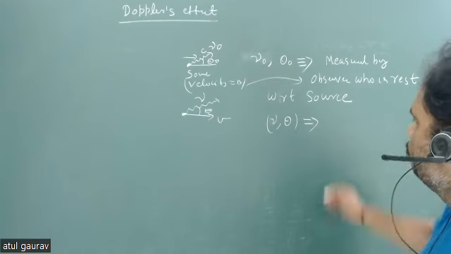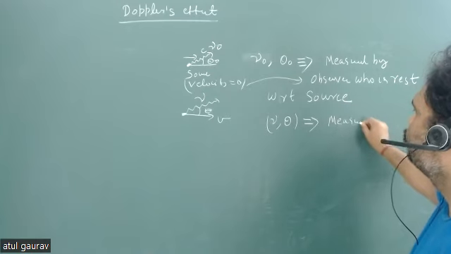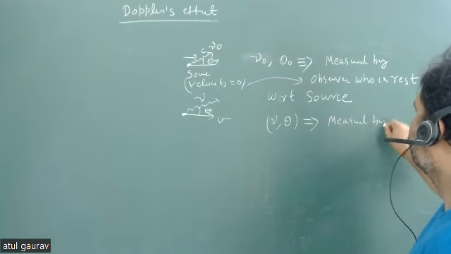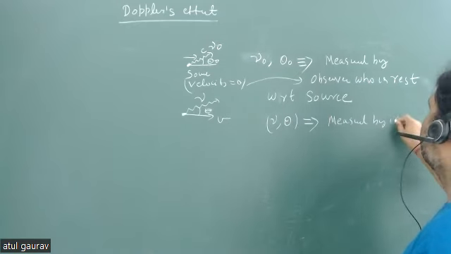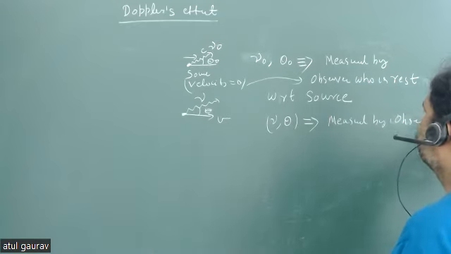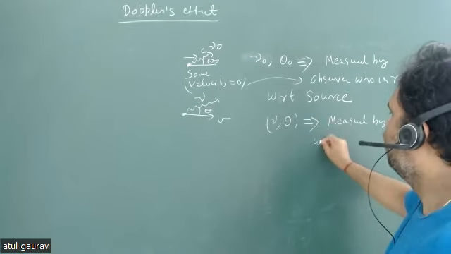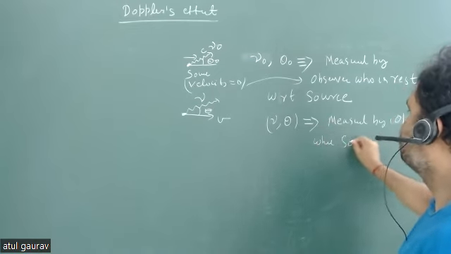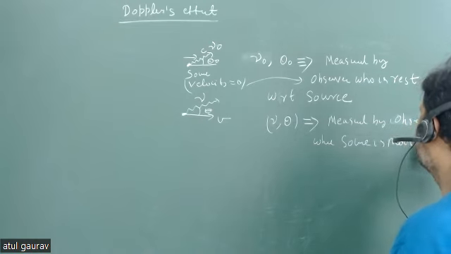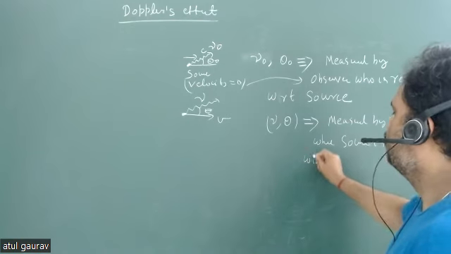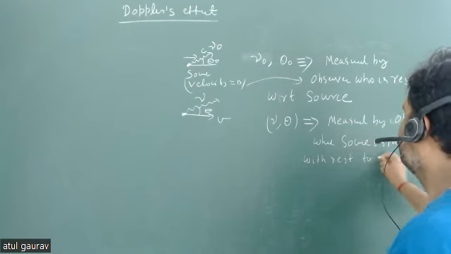वो फ्रीक्वेंसी और एंगल जो वो ऑब्जर्वर, measured by whom? Observer for which the source is moving with velocity v. Measured by observer, where source is moving with respect to observer.